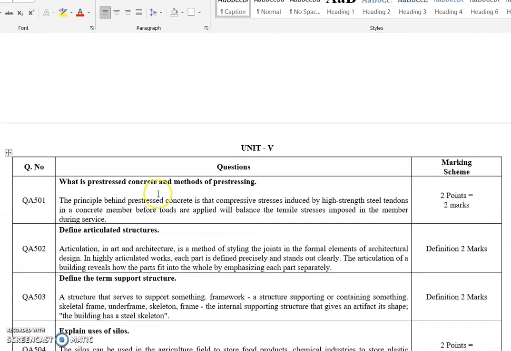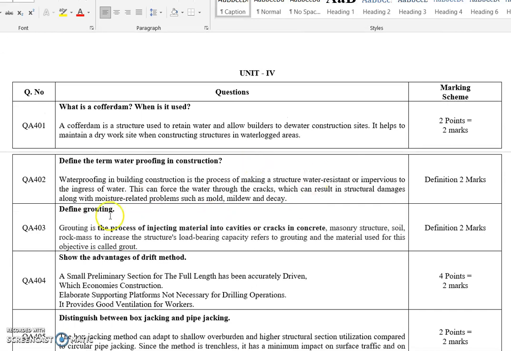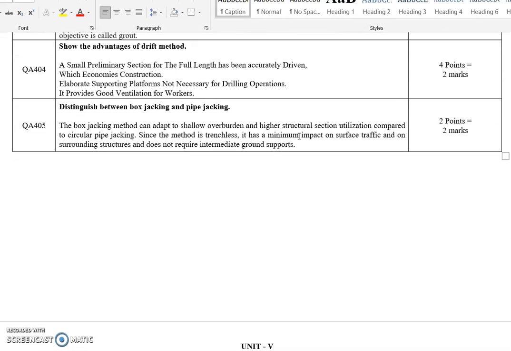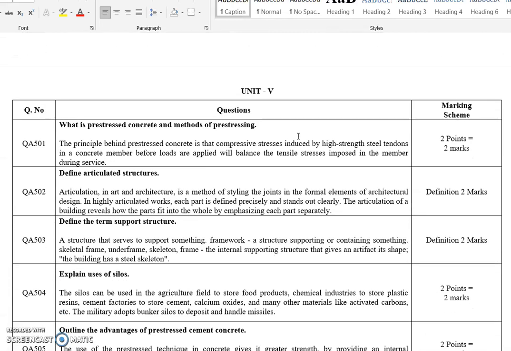For the 10-mark questions, you need to write a slip test in the next class. So please be prepared very clearly. This is the important question set from units 4 and 5.